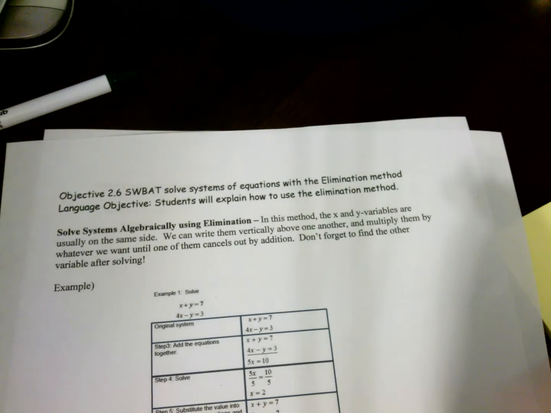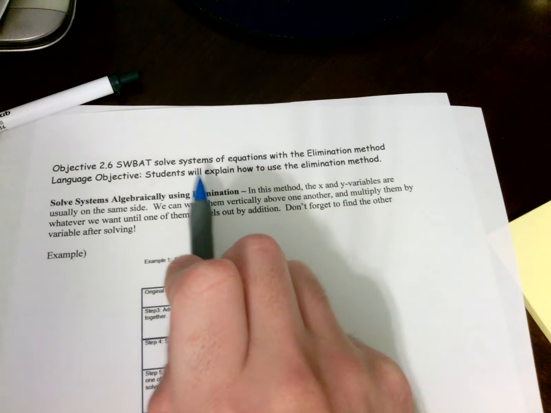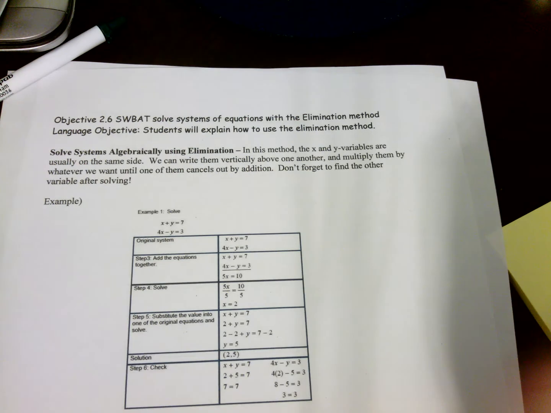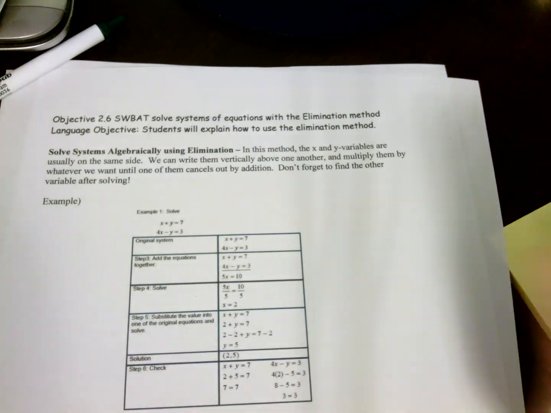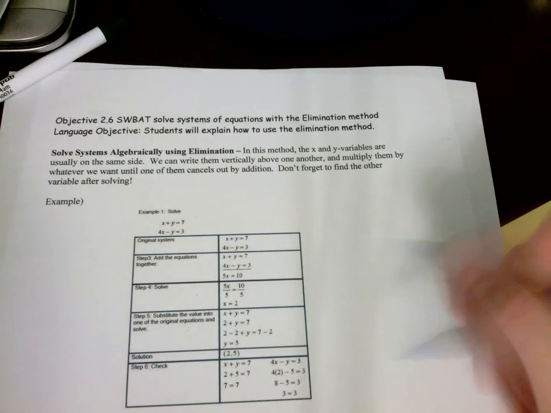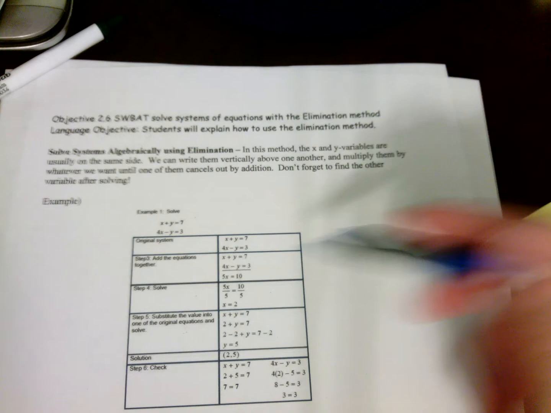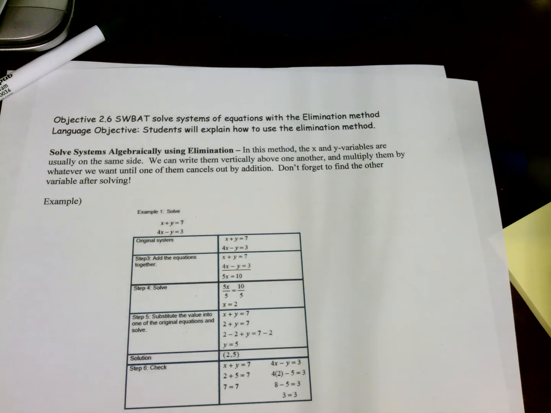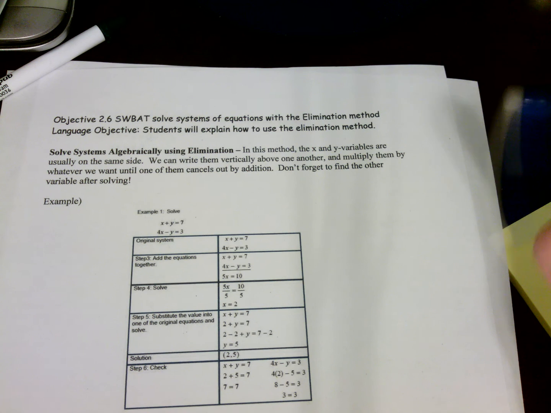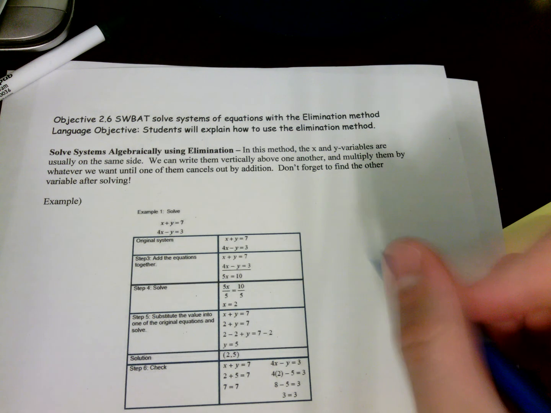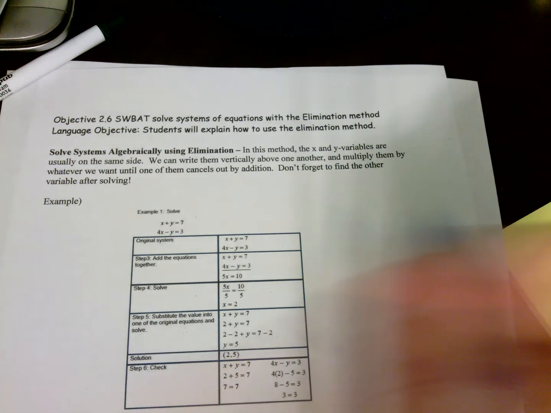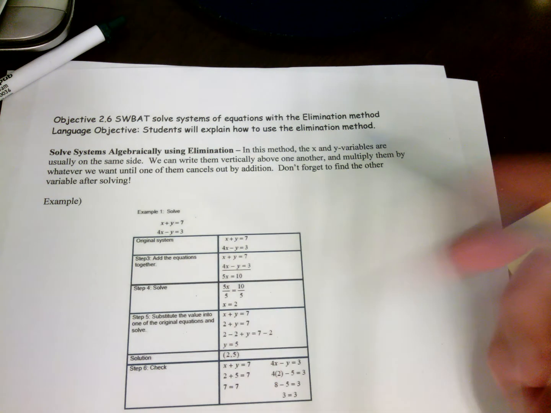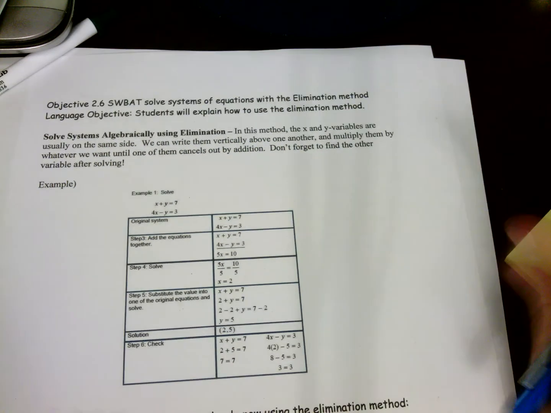All right, hi everybody. Today we're going to talk about Objective 2.6, which is about solving systems of equations using the elimination method, all right? In this method, the x and y variables are usually on the same side. We can write them vertically, on top of each other, and multiply them by whatever we want until one of them cancels out by addition. We're not going to worry about multiplying until 2.7. But for now, we're going to follow these steps that are in this little box here.